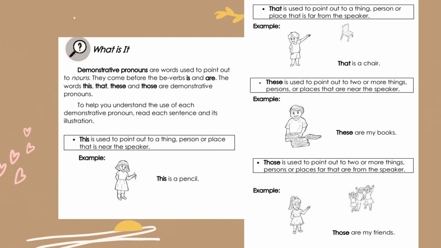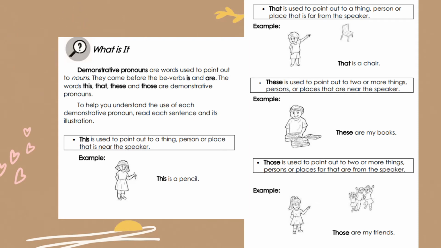What is it? Demonstrative pronouns are words used to point out nouns. They come before the be verbs is and are. The words this, that, these, and those are demonstrative pronouns. To help you understand the use of each demonstrative pronoun, read each sentence and its illustration.